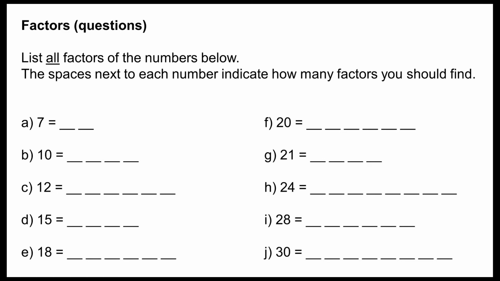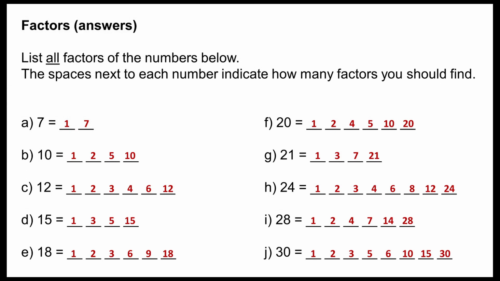Once again, I'd like you to pause the video and have a go at the questions that are on the screen. The spaces next to each number indicate how many factors you should find for each of them. Use this to help you out. Pause the video and have a go, and once you've done, unpause and the answers will appear. And here are your answers. Again, check very carefully to make sure you've got all of the correct numbers, and if you have, you can move on. If you've made any mistakes, see if you can fix them.